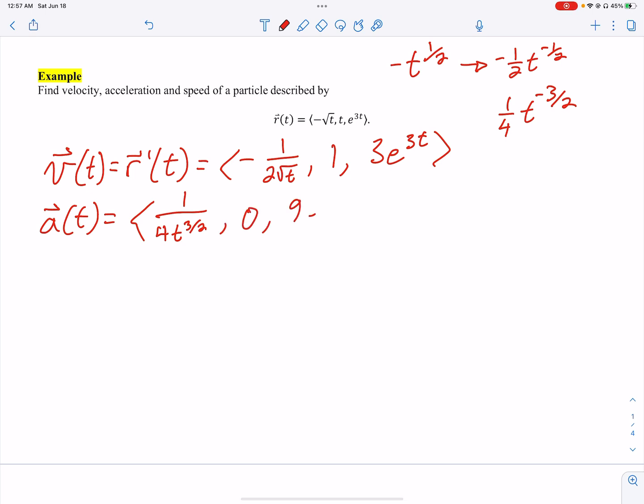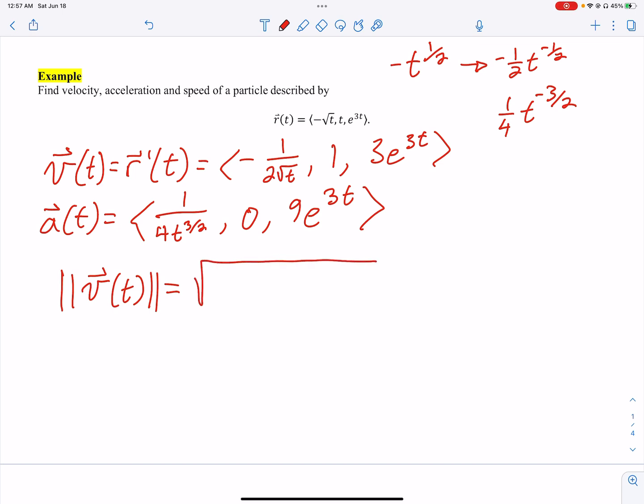Derivative of that one, it's another chain rule. So I get another factor of 3. All right, they didn't give us a t, so we can't plug in a value to get a speed. So we're going to do the magnitude of velocity, which will be our speed. Now we get the square root of, if I square that first component, I get 1/4 t, plus I square 1, I get 1, and if I square that, I get 9e to the 6t. There's my magnitude. You just square each one.